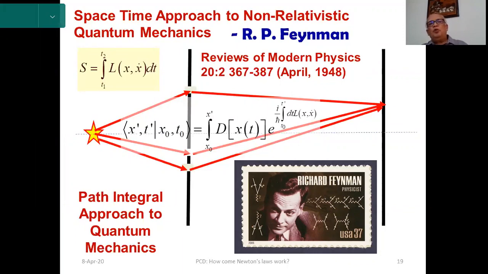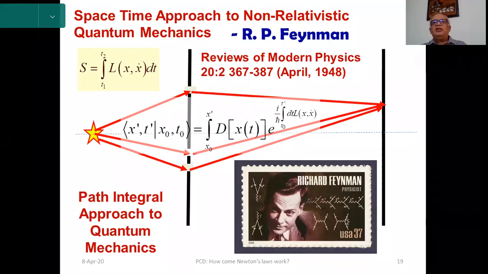There is an amplitude part and a phase part, which is given by e to the i theta. This sum is what is represented on the right-hand side of this equation as an integral. And the phase is given by the action.